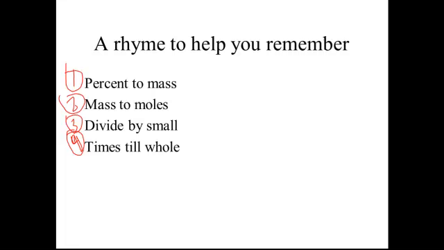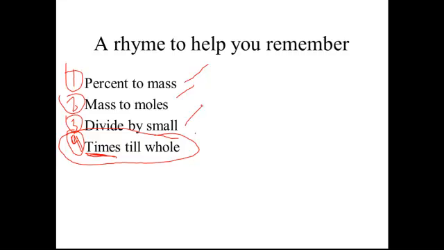So again, what that means is on number 1, you're changing your percent to masses. Step number 2, you're using your mass and converting to moles. Step number 3, you're dividing by the smallest number. And then step number 4, times means multiply, so you're multiplying until you get to a whole number. So let's talk about step number 4 again, because these 3 are pretty straightforward. Remember, you have to multiply by a number so everything gets to a whole number.